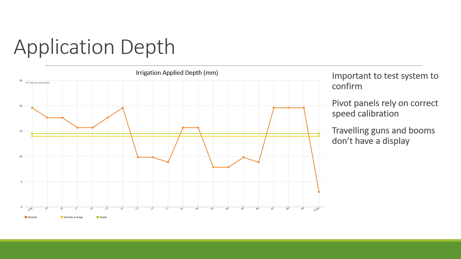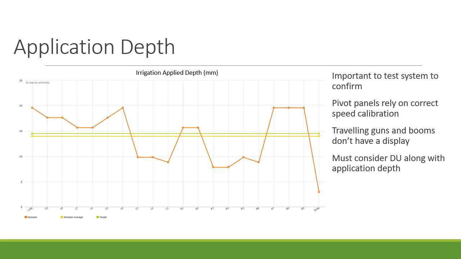Travelling guns and booms don't have displays that tell us how much is being applied, so we're making an estimate based on the manufacturer's instructions or the designer's instructions. It's really critical when we're looking at the applied depth and those calculations to consider alongside it the distribution uniformity.